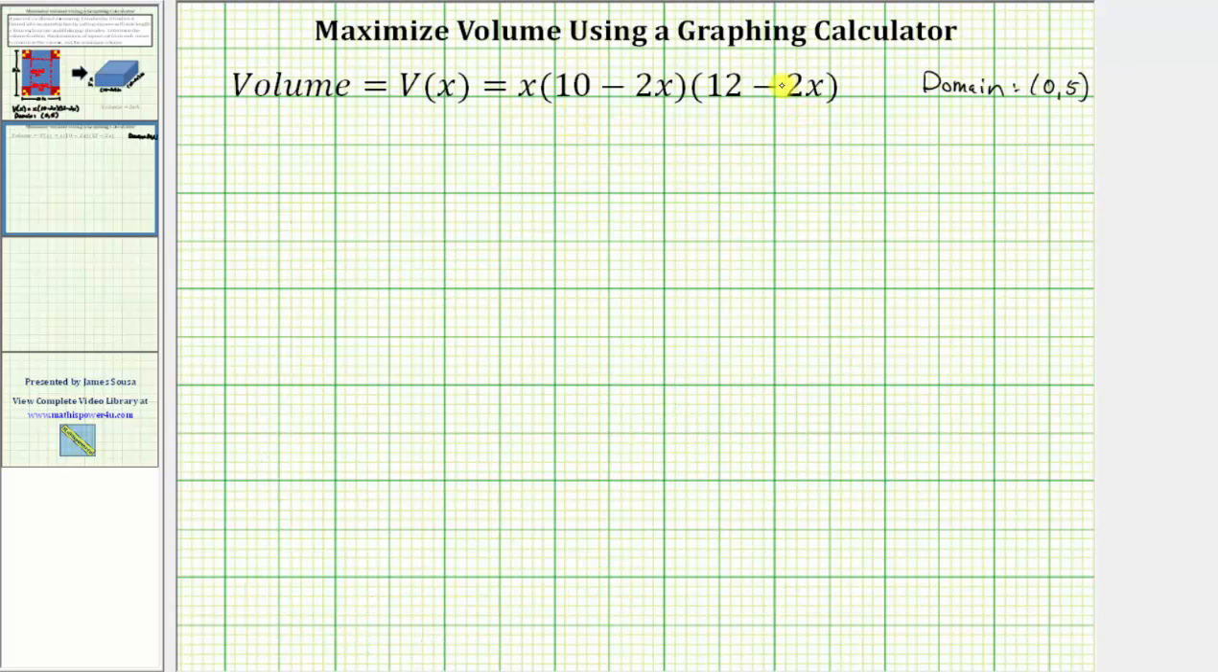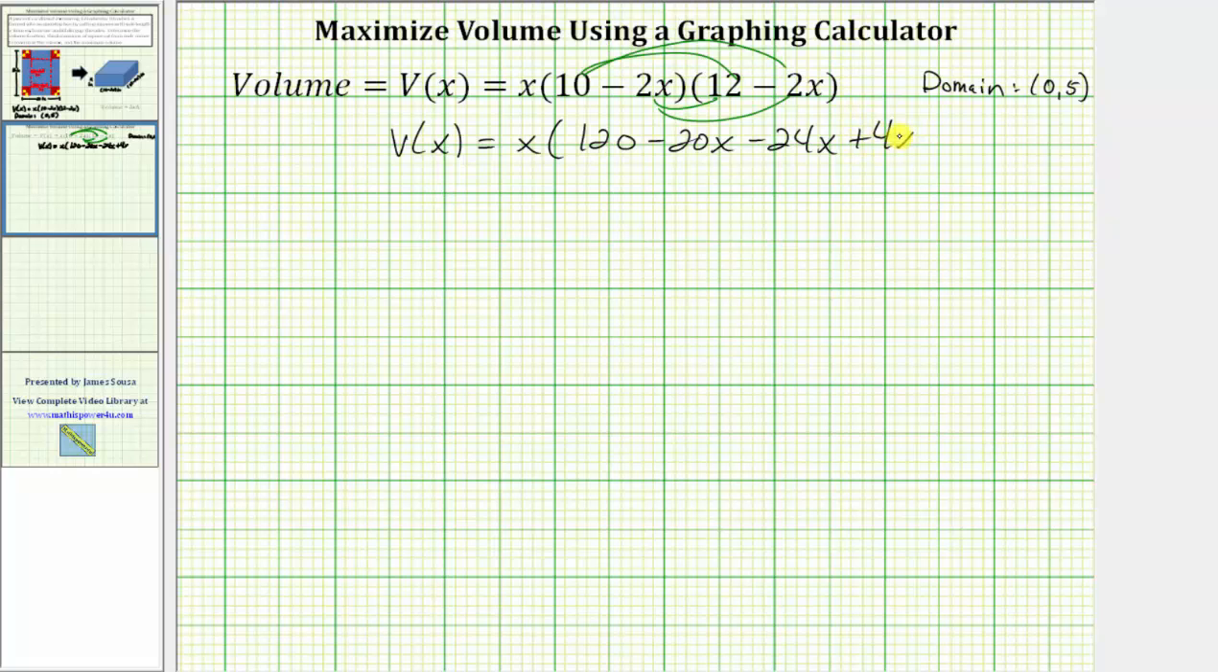So this is the volume function. Let's also multiply this out to show it in an expanded form. Let's first multiply the two binomials, which will give us four products. We have v of x equals x times the quantity 10 times 12 equals 120. Then we have 10 times negative 2x, which is negative 20x, or minus 20x. And then we have negative 2x times 12, which is negative 24x, or minus 24x. And then negative 2x times negative 2x is positive 4x squared. We have plus 4x squared.